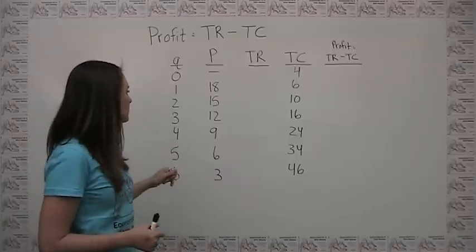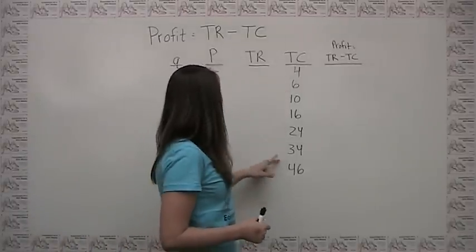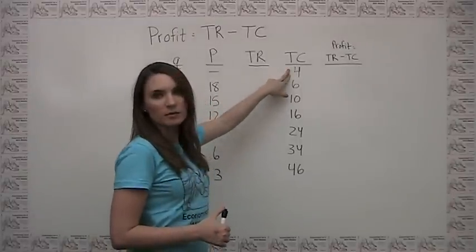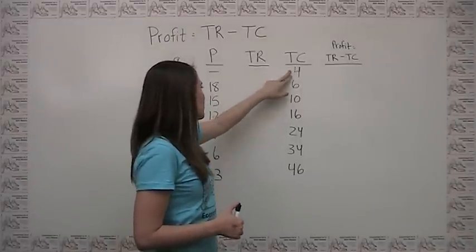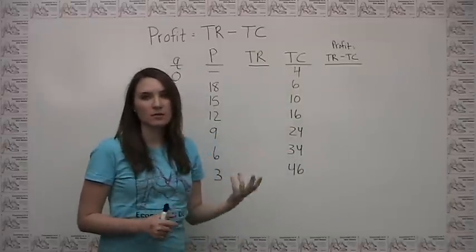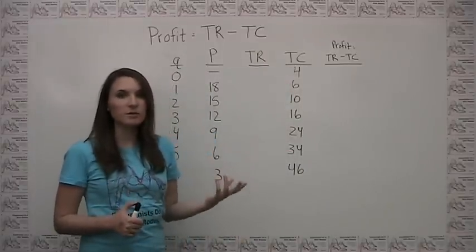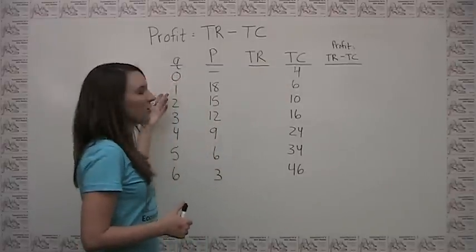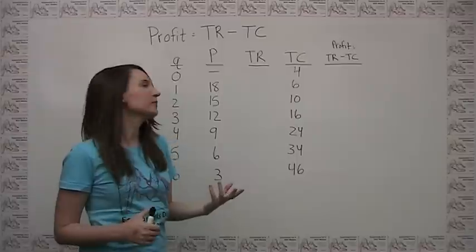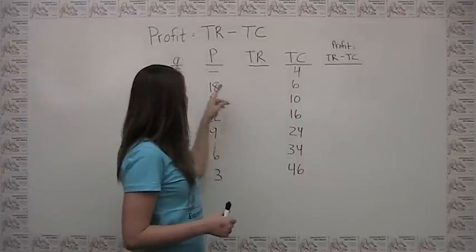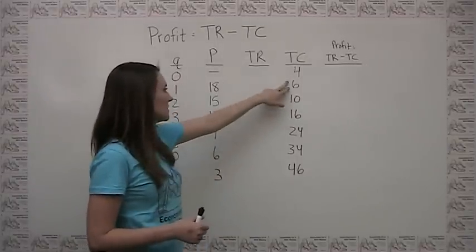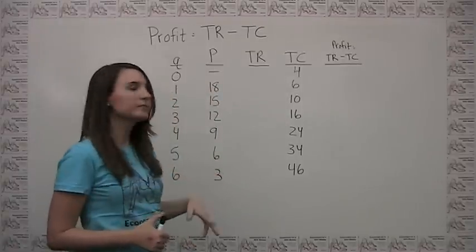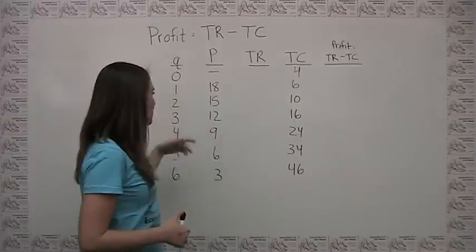On the cost side, if a firm wants to produce 0 units, it's costing them $4. In this case, the $4 just represents the fixed cost of being in that industry in the first place, since we said that fixed costs are present even if the firm isn't actually producing any output. And we can see that it costs in total $6 to produce 1 unit. It costs $10 to produce 2 units.